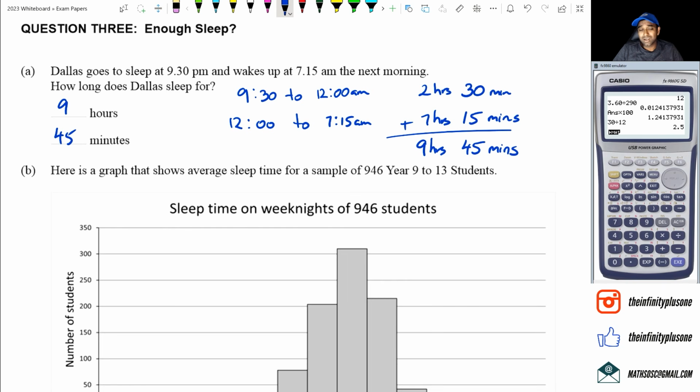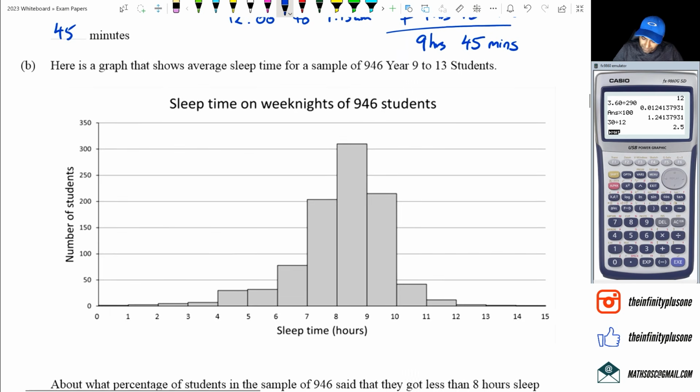And I'm looking at it, man, I wish I could be like that kid, sleeping for 9 hours and 45 minutes. Jeez, if I get 5 hours decent, I'm lucky. But anyway, moving on.